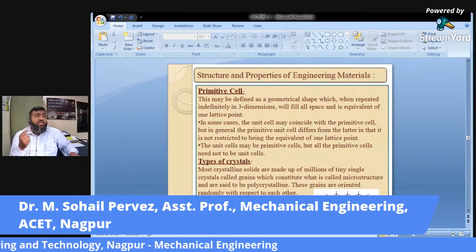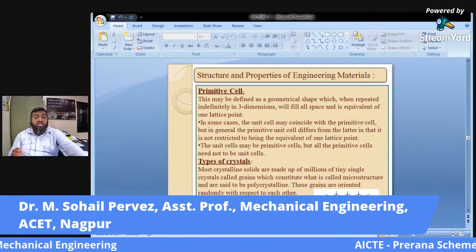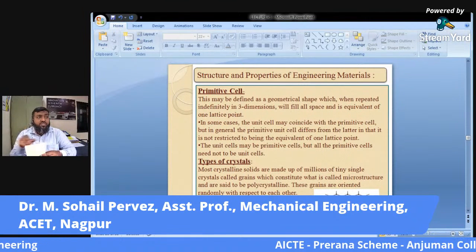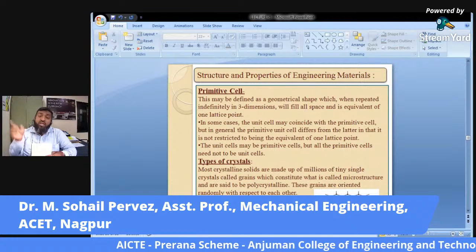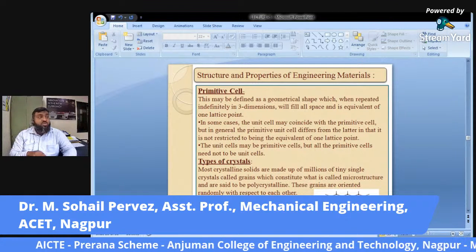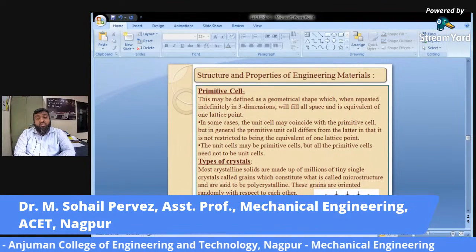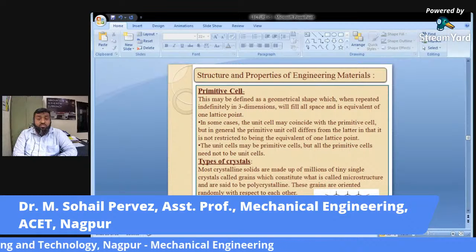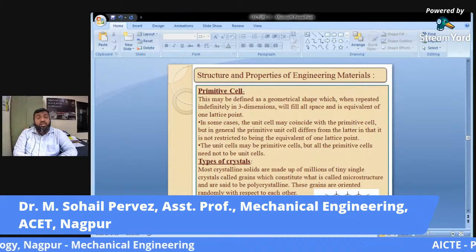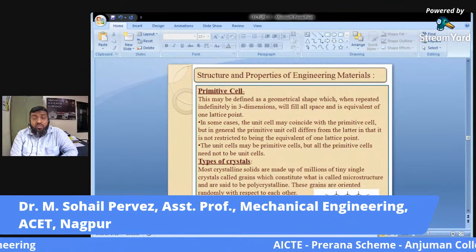So that one single lattice point on this structure, say if this is a lattice structure, this one single point, when again subdivided, is known as a primitive cell. In some cases, the unit cell may coincide with the primitive cell, but in general, the primitive unit cell differs from the latter in that it is not restricted to being the equivalent of the lattice point.